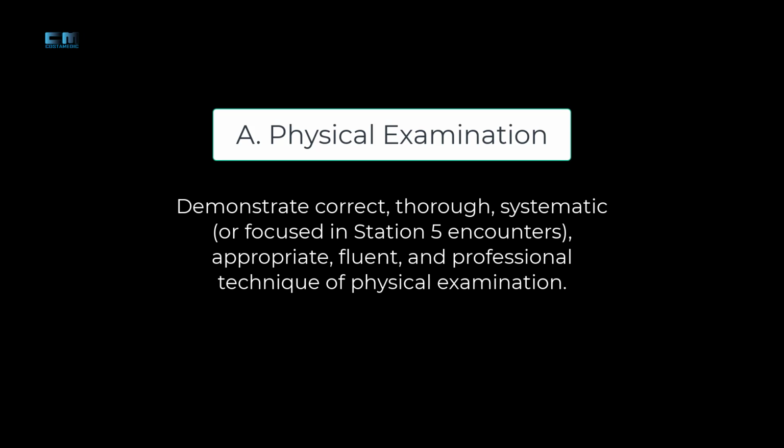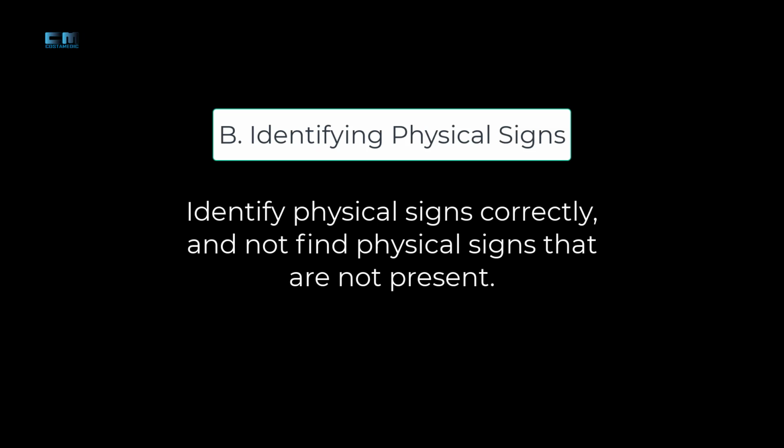Now let's talk about what the 7 clinical skills actually mean. Physical examination skill: here you would have to demonstrate correct, thorough, systematic, or focused (in station 5 encounters), appropriate, fluent, and professional technique of physical examination. For identifying physical signs skill, you would have to identify physical signs correctly and not find physical signs that are not present.